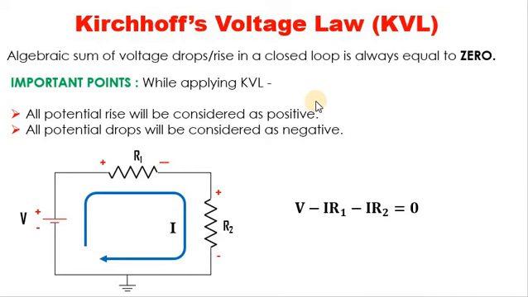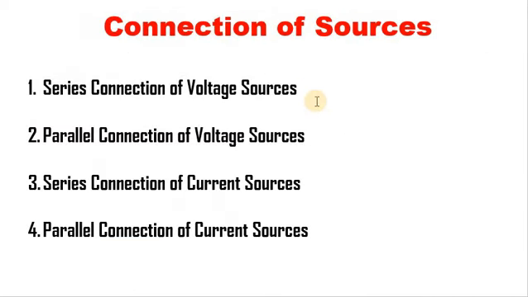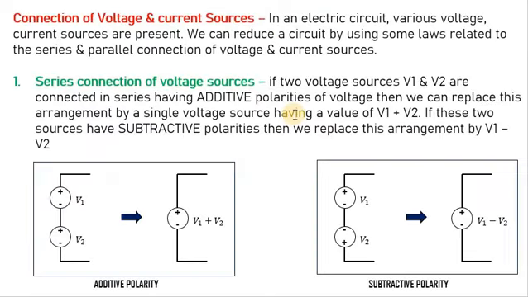Okay, now coming to the next topic, which is the connection of these sources. So there may be two types of sources in your circuit, that may be a voltage source or maybe a current source. And there can be a series connection or a parallel connection of either voltage or current sources. So let us see how we deal with these kinds of situations.